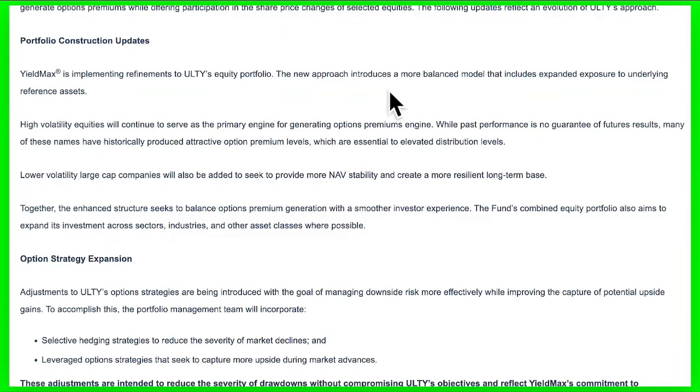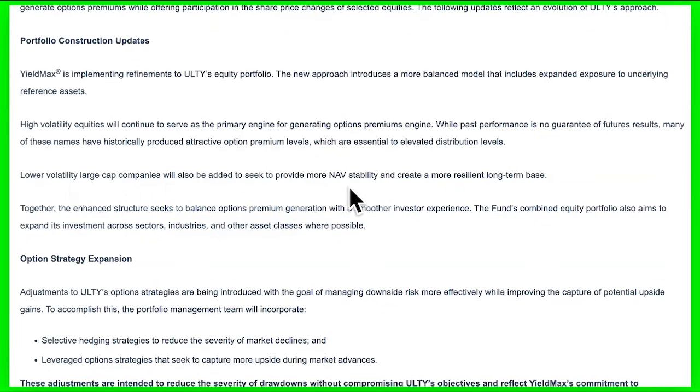YieldMax is implementing refinements to the ULTY equity portfolio. The new approach introduces a more balanced model that includes expanded exposure to underlying reference assets. Reference assets, as we know, they have between 15 to 30 underlying stocks. High volatility equities will continue to serve as the primary engine for generating options premiums. While past performance is not a guarantee of future results, many of these names have historically produced attractive option premium levels, which are essential to elevated distribution levels.